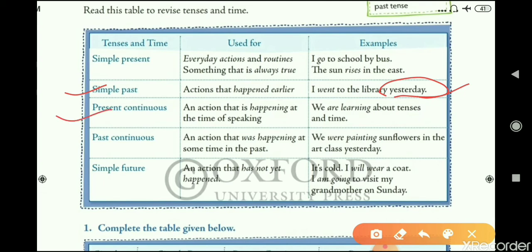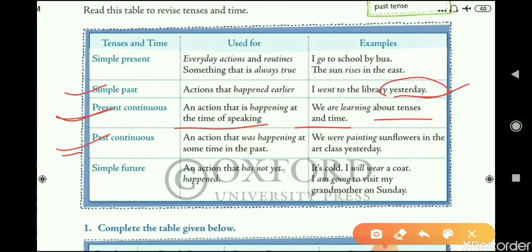Now present continuous. An action that is happening at the time of speaking means कोई भी action जो हो रहा है at the time of speaking. For example, we are learning about tenses and time. अभी हम क्या learn कर रहे हैं? About tenses and time. So कोई भी action जो हो रहा है जब हम कुछ बात कर रहे हैं. So that is present continuous.